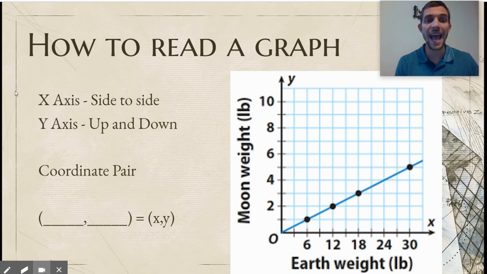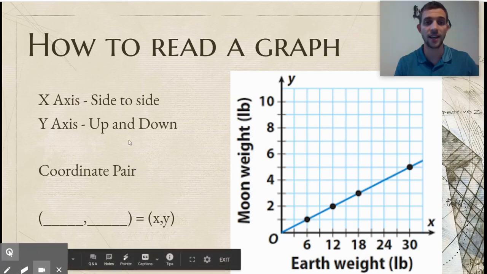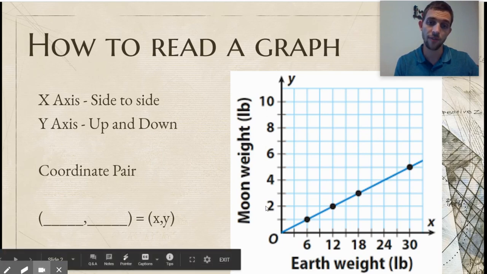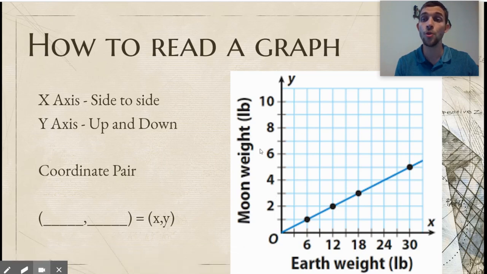If we have the x-axis, remember that the x-axis is going to go side to side. If we're looking at an x-axis, it's going to be the one that is going horizontally, or side to side. And in this case, the x-axis is counting how much you weigh in earth pounds. The y-axis goes up and down, and that is a vertical axis. And what this means is on this graph, the y-axis is the moon weight.